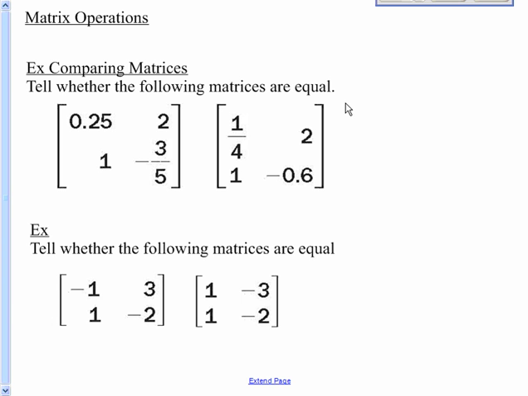Hey, welcome back to your favorite intermediate algebra course. We're going to add and subtract matrices today, multiply a matrix by a scalar, and solve some matrix equations.